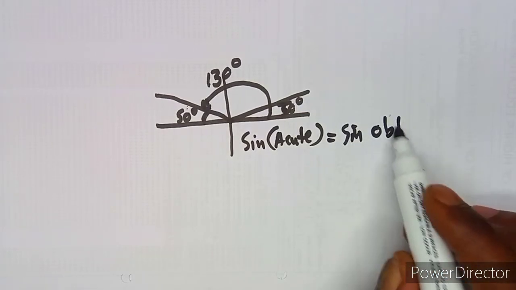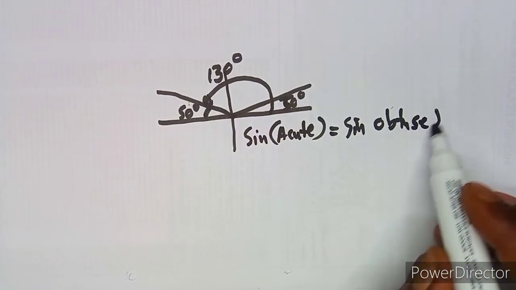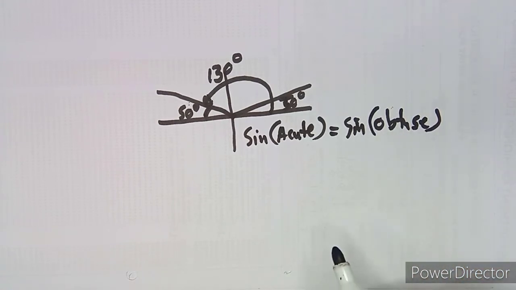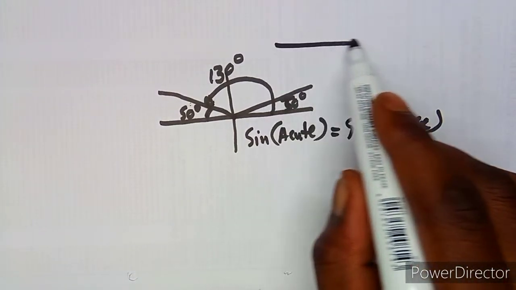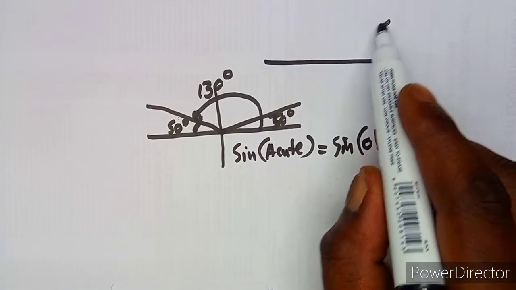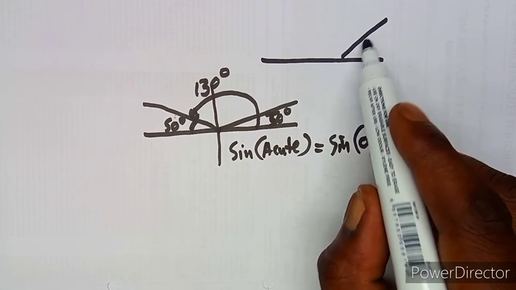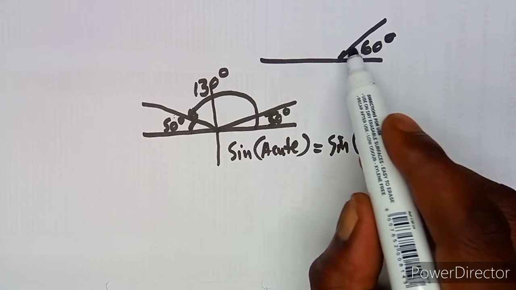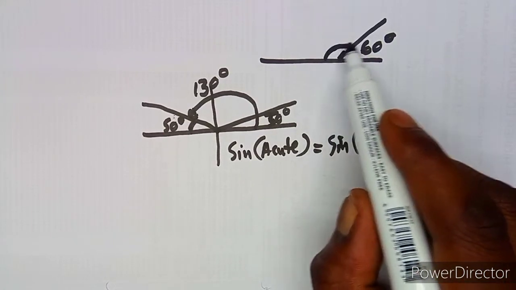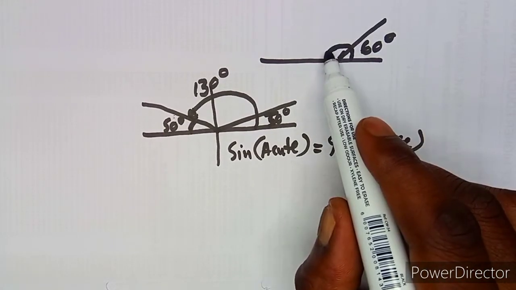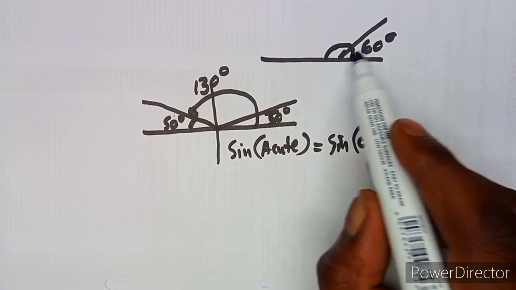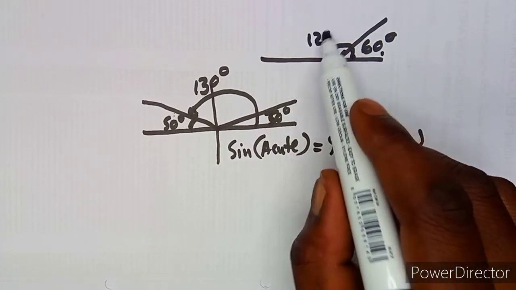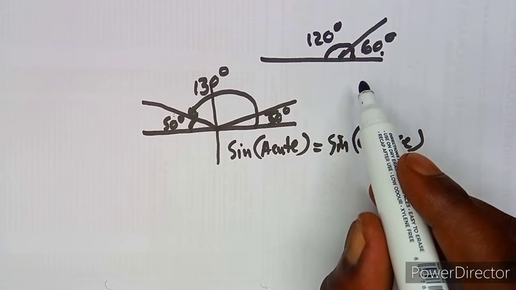Sine of the obtuse angle. So what do I mean in this case? If I am given an acute angle, like this is an acute angle of, let's say, 60 degrees, an acute angle and an obtuse angle lie on a straight line. So if this angle is 60, from 180, this angle is going to be 120 degrees.